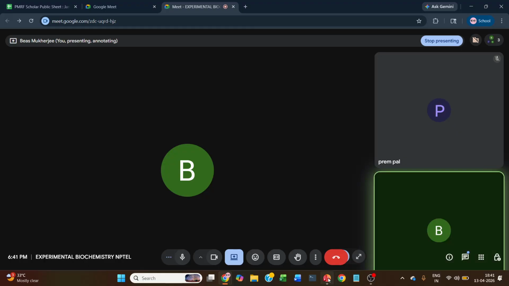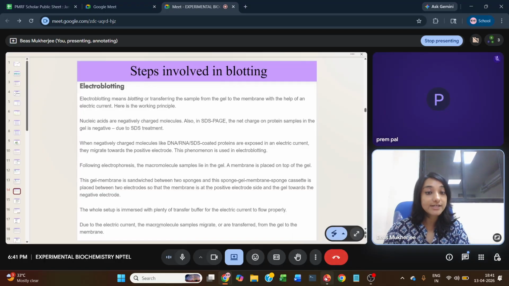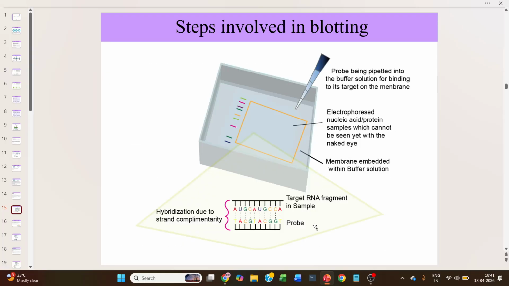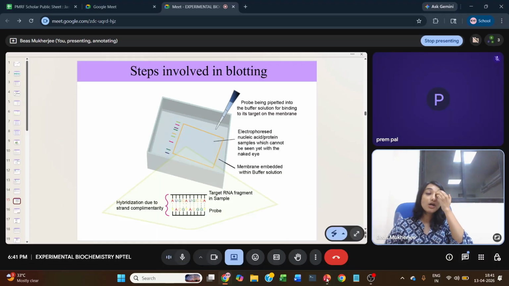Right. Now, what happens after it has been transferred? Then what? Right. So let's look at that. Now we will add the primary antibody or the probe. Before that, there is one more step called blocking. So what is blocking? We will talk about that. Now the probe is being pipetted into the buffer solution. It will be explained in detail very soon when we come to Western blotting. So this is the basic blotting procedure. We'll look at this and then we'll go into the different types of blotting.